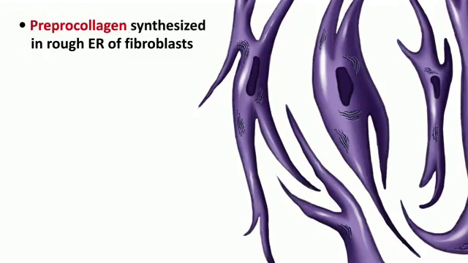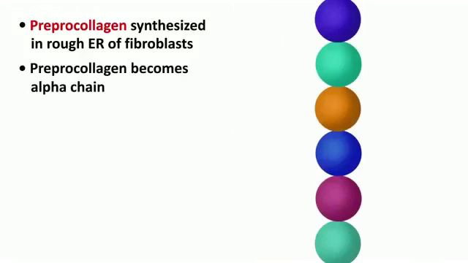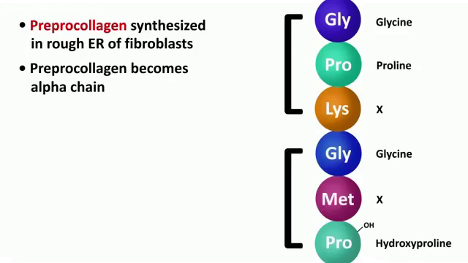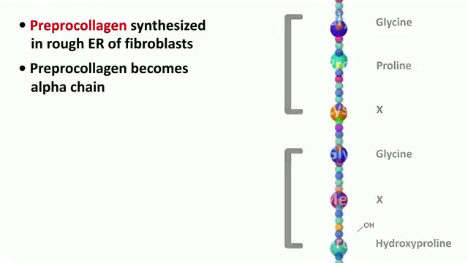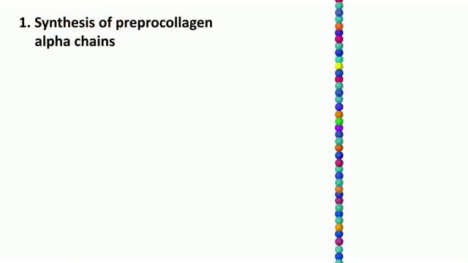Lots of proteins are synthesized as propeptides, and then they're cleaved or modified to become the final protein. But this is actually first synthesized as a pre-pro-collagen. This is going to become the alpha chain of the collagen. These alpha chains have a very unique structure. You either have glycine, proline, X, where X is any other amino acid, or you have glycine, X, hydroxyproline. Now, there can be more than 1,000 amino acids in a row, so these are really long peptides. So that's the first step, synthesis of pre-pro-collagen alpha chains.